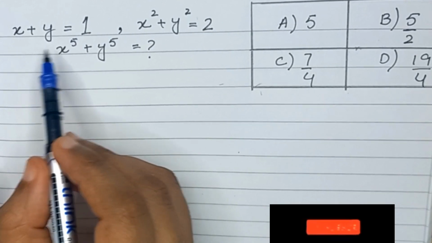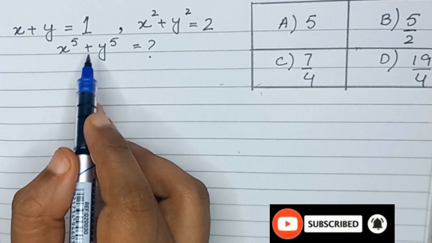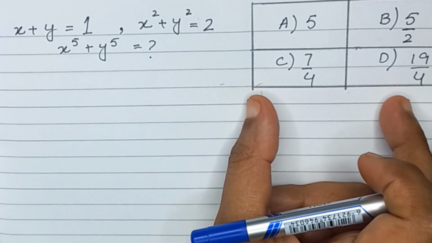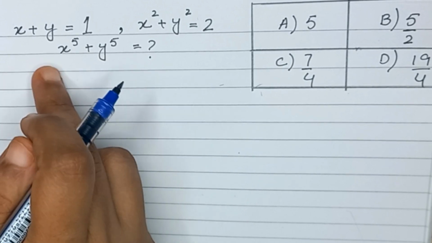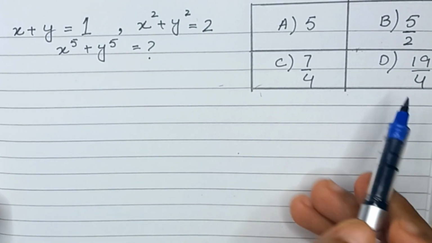Today I have a question: x plus y is equal to 1, x square plus y square is equal to 2, and we have to find the value of x raised to the power 5 plus y raised to the power 5. And here we have four options. When we find the value of x raised to the power 5 plus y raised to the power 5, then we will be able to choose one option from here.